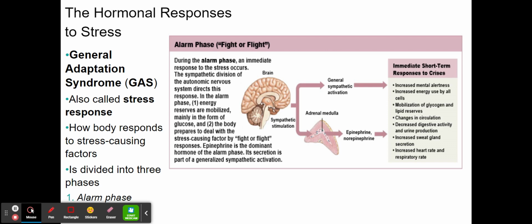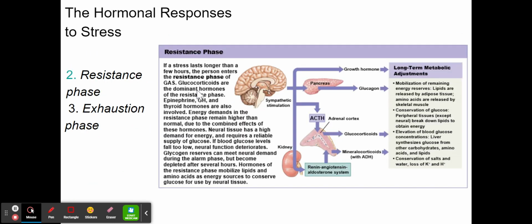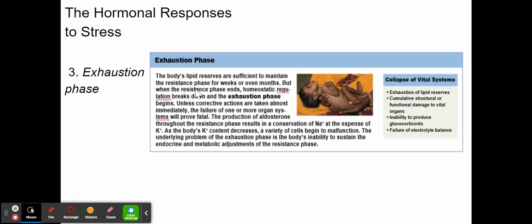A wide variety of stress causing factors produce the same general pattern of hormonal and physiological adjustments. These responses are part of the General Adaptation Syndrome, or GAS, also known as the stress response, and it has three phases: the alarm phase, the resistance phase, and the exhaustion phase. And you can read all about those here.